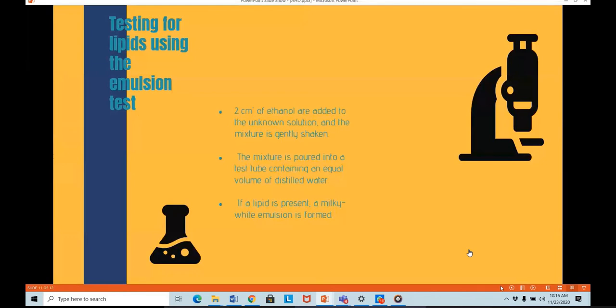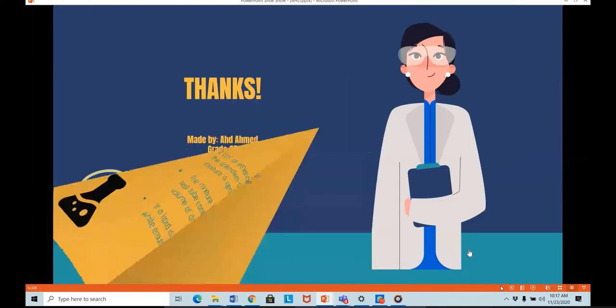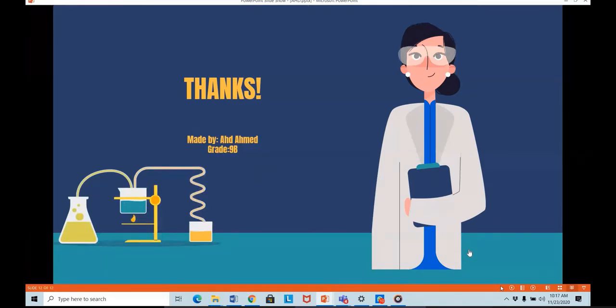When testing for lipids, we use the emulsion test, and we add 2 centimeters of ethanol to the solution, and shake the mixture gently. Then we pour an equal amount of distilled water to the test tube, and if the lipid is present, the emulsion is taking place. It turns milky white, isn't it? Yes. Yeah. Thank you so much.